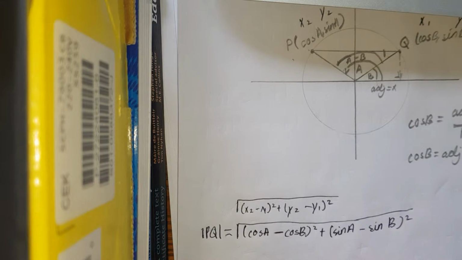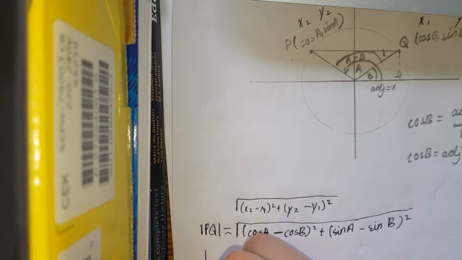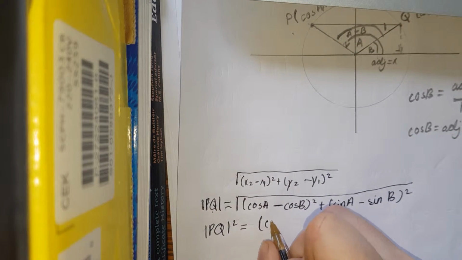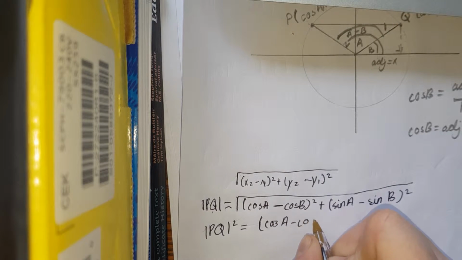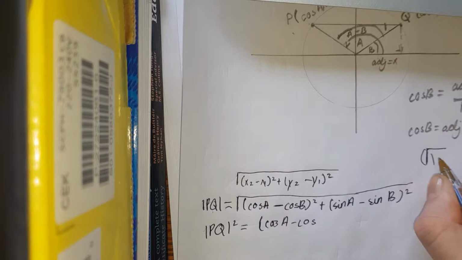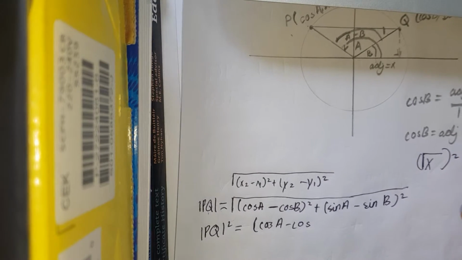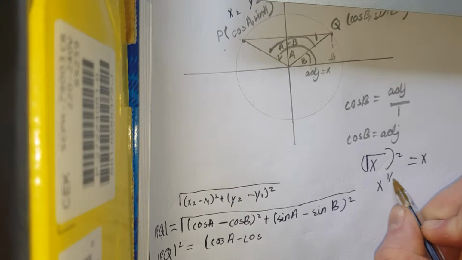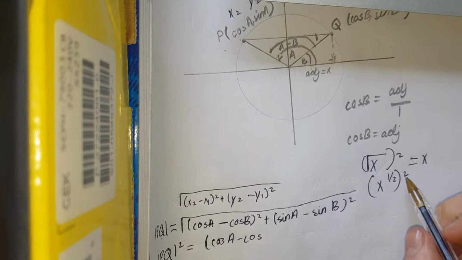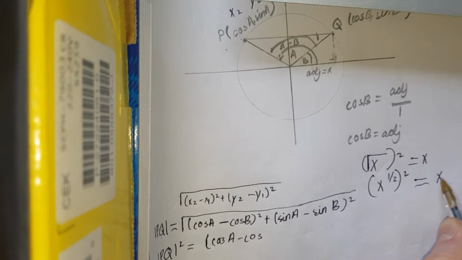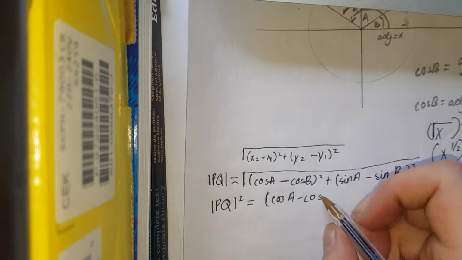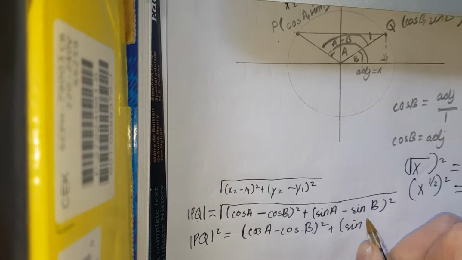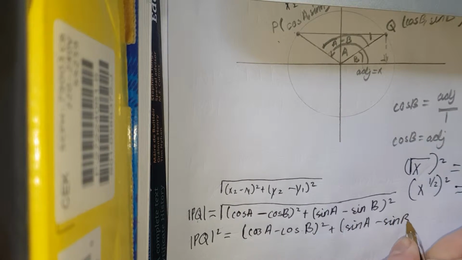Now, to get rid of my square root, I'm going to square both sides of this equation. When I square both sides, I get rid of my square root, because if we square a square root, it cancels, because a square root is the same as something to the power of a half, and here we have a power raised to a power, so it's x to the power of 1. So now we don't have our square root. Sin A minus sin B squared.